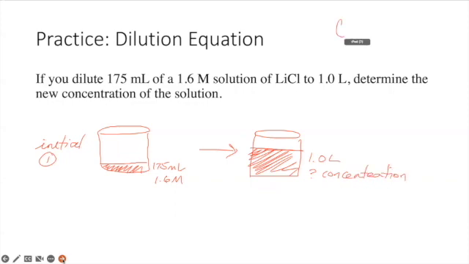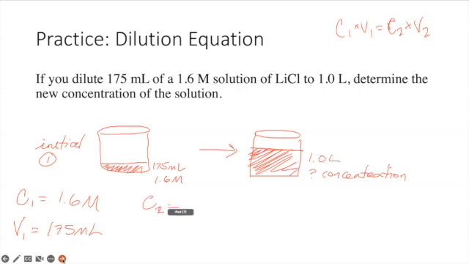So let me write the formula here just as a reminder. So let's go ahead and define our values. C1, concentration of the initial, is 1.6 molar. V1 is 175 milliliters. C2, we're solving for. We don't know. V2, we know is 1 liter.